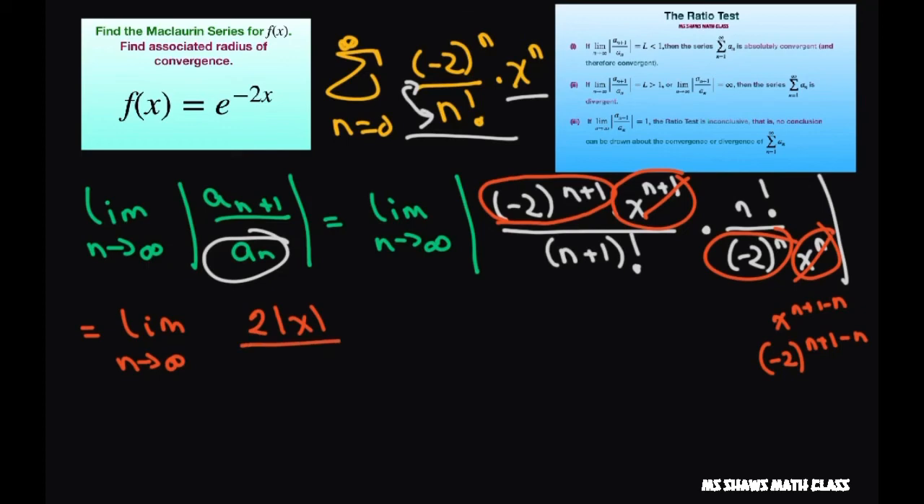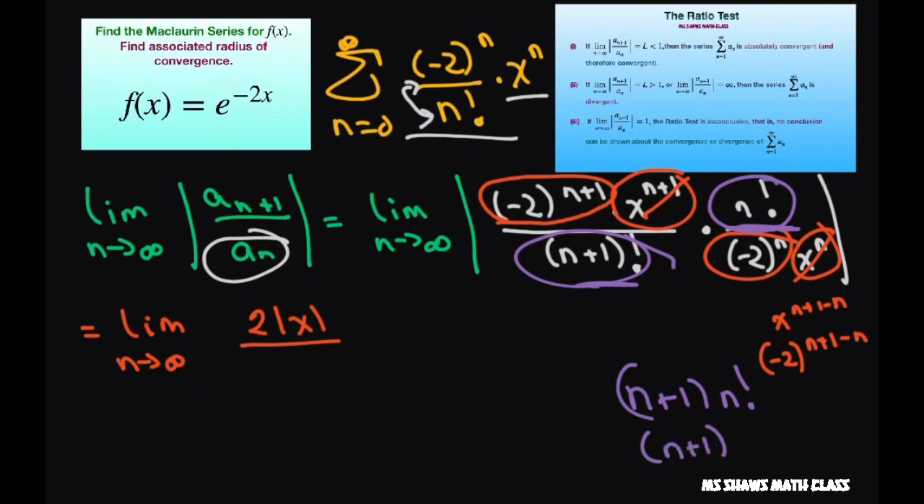And let's look at these two right here. This one right here can be written as n plus 1 times n factorial. Remember, this is like n plus 1 times n times n minus 1, and wherever you stop, you put the factorial. We just want this one, so the n factorials will cancel. So all we're left with in the denominator is n plus 1.